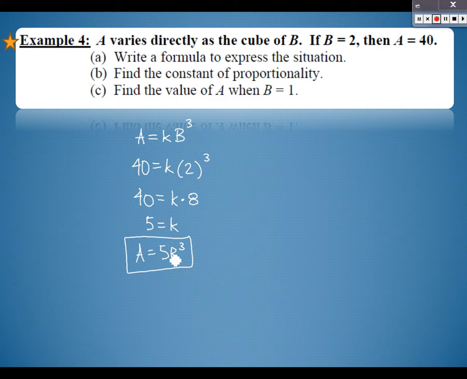No, I'm not going to give candy for this, but that's not quite right. What is it? If B is 1? It's just 5, right? 1 cubed is 1, and then times 5 is 5. So the answer to that question is A equals 5 if B is 1. All right? Moving smartly along.